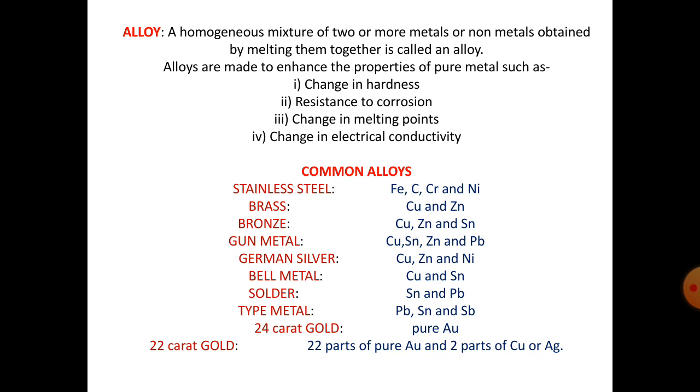What about 24 karat gold? Is it an alloy? No, it is pure gold. But what about 22 karat gold? 22 karat gold means it contains 22 parts of pure gold and 2 parts of copper or silver.